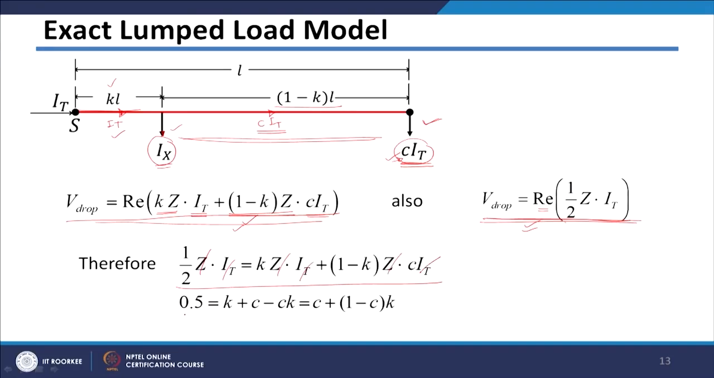What will remain is here it is 0.5, here it is K, and in this it is C, and here it is minus K into C, and if you simplify this you will get C plus 1 minus C into K. So, we have got one equation. Another equation we can get from power loss calculation and equating them. So, finally, you have got K is equal to this value.